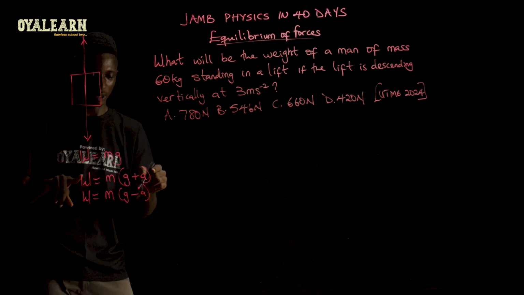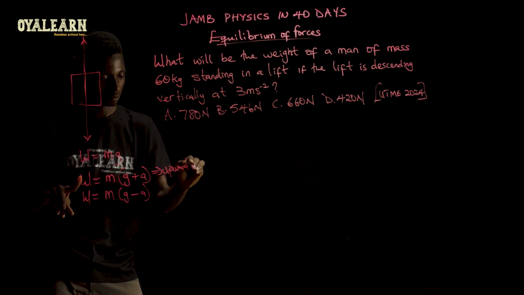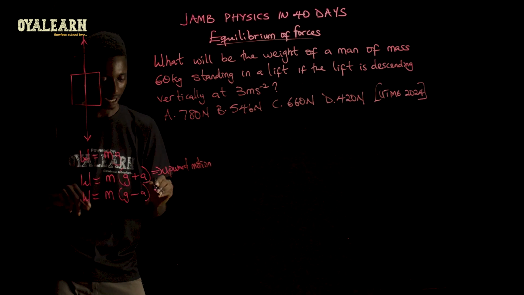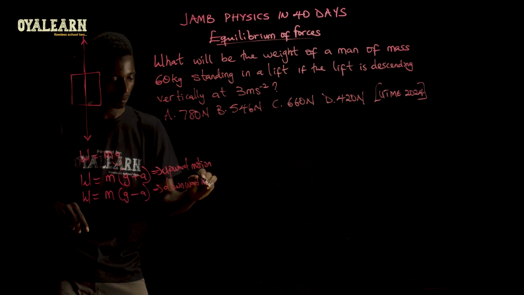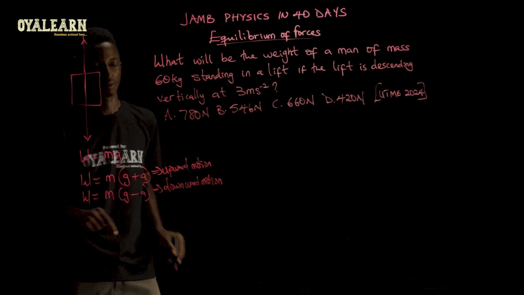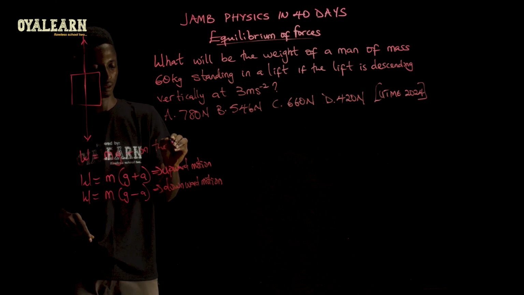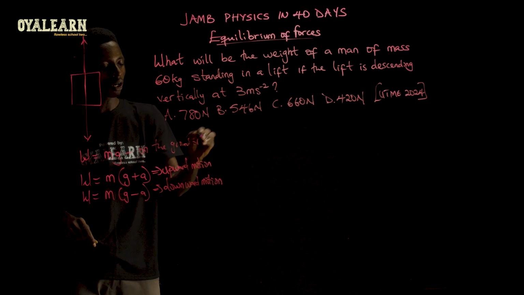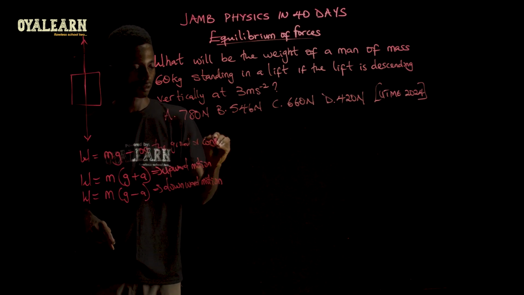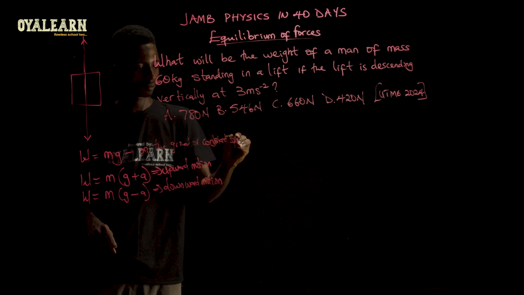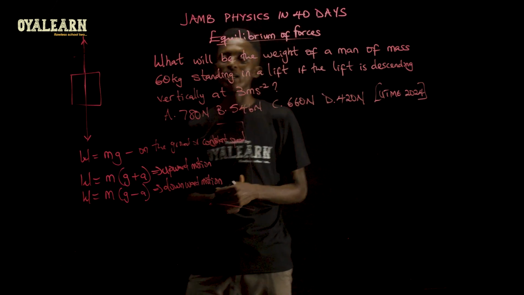But do not forget, this is for upward motion, while this is for downward motion. And this is when it is on the ground or moving at constant speed. Okay. So with this said, let's go on to find the weight of this man.